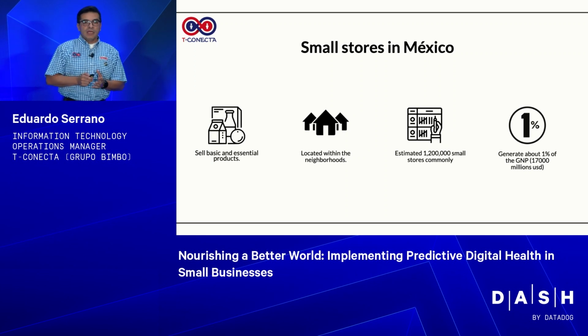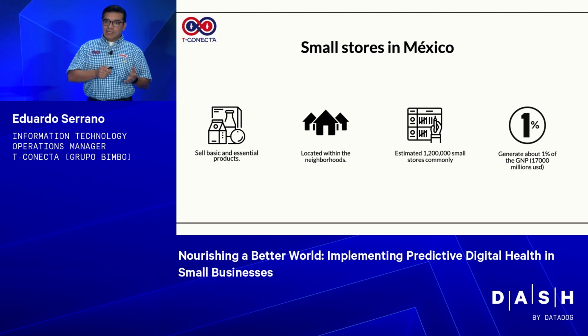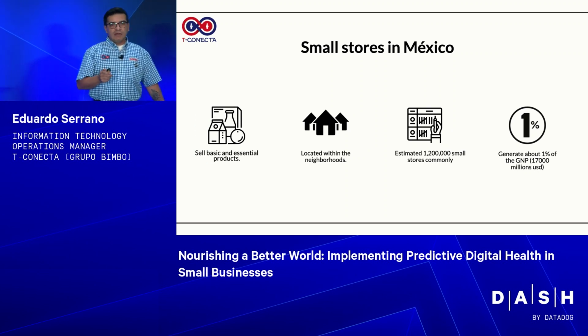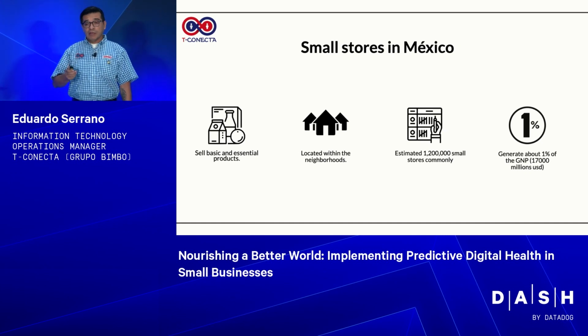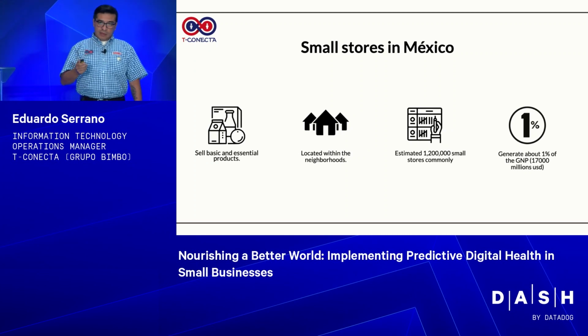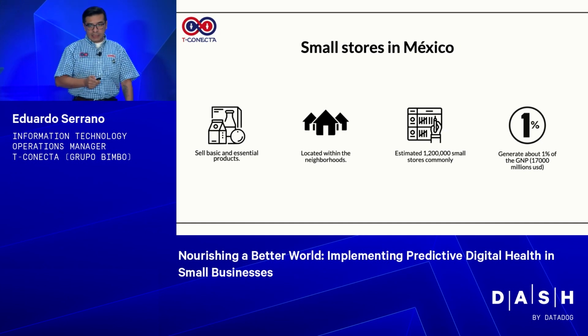They are a very trustworthy business because most of these tienditas are family businesses, and people trust the owner of the tienda, and the owner of the tienditas knows a lot of people in the neighborhood. More or less in Mexico we have 1 million of these businesses, and economically they generate 1% of the gross national product. So it's a very important part of the economy of Mexico.